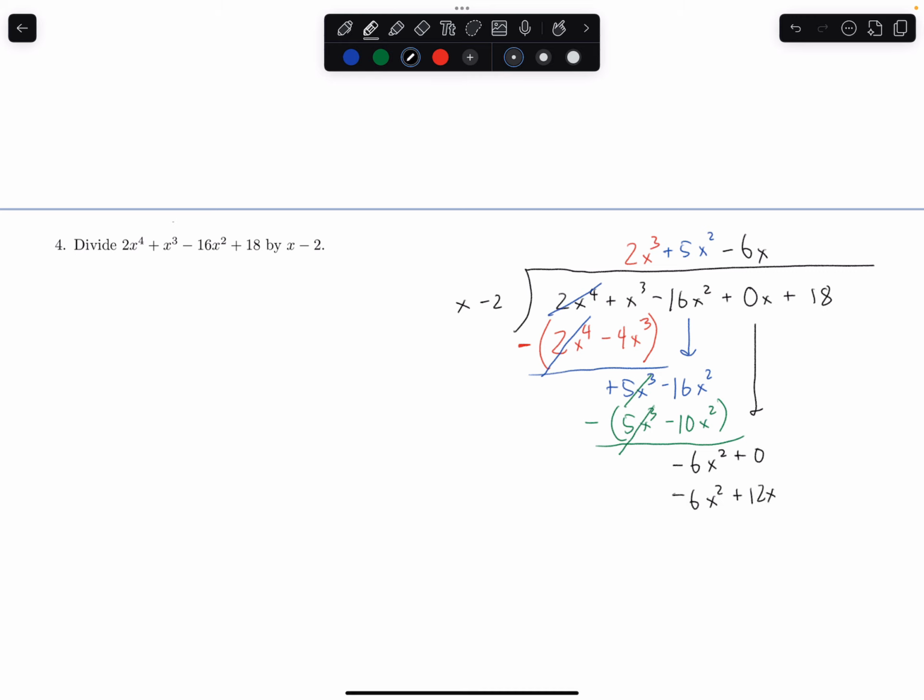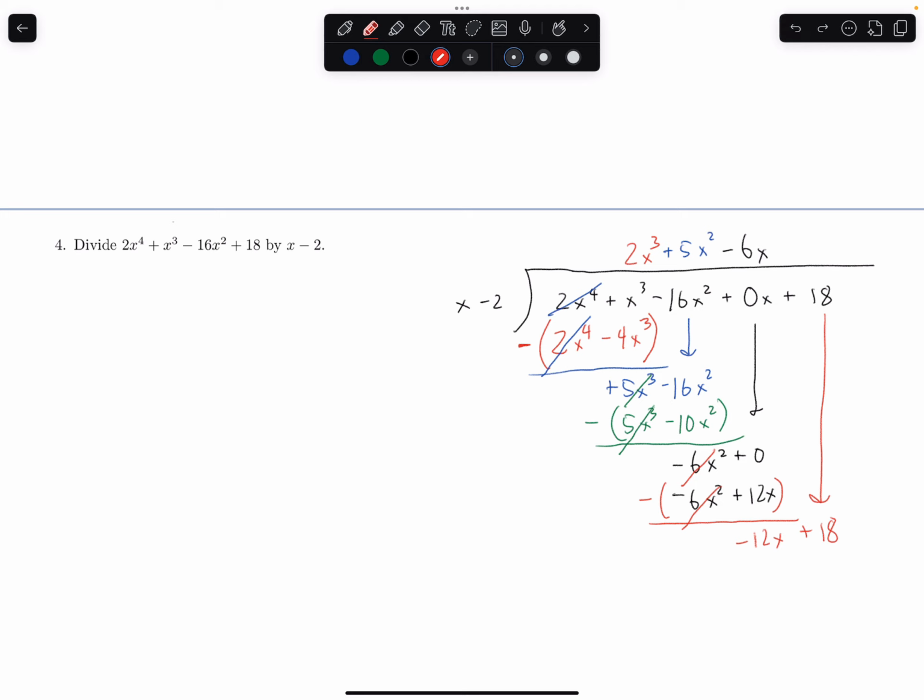And then you're going to subtract that whole result. The whole result. So again, keep the parentheses there, yeah? Cancel, cancel. And then 0 minus 12x is negative 12x. Finally bring the 18 down. So that's plus 18. And same deal. How many times does x go into negative 12x?